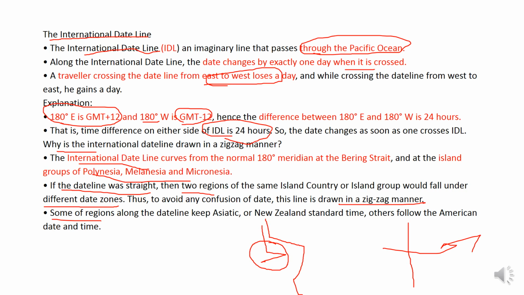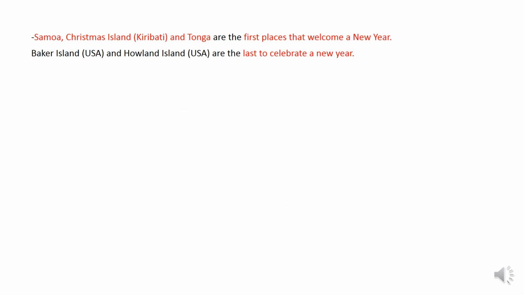Some of the regions along the dateline keep Asiatic or New Zealand Standard Time and others follow the American daylight time. Samoa, Christmas Island, that is Kiribati, and Tonga are the first places that welcome the New Year, and Baker Island and Howland Island in the USA are the last to celebrate the New Year.